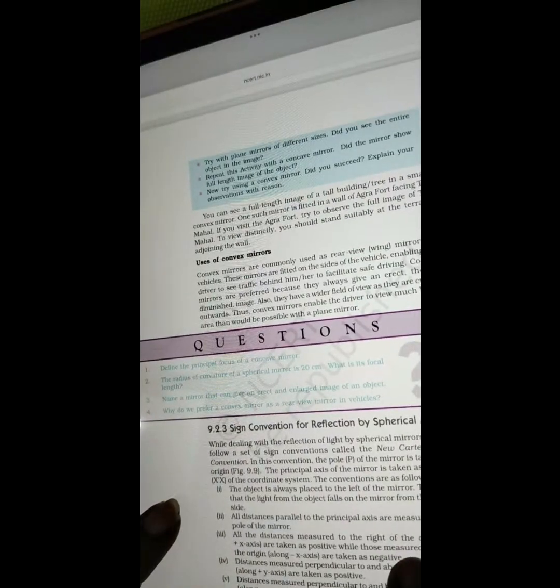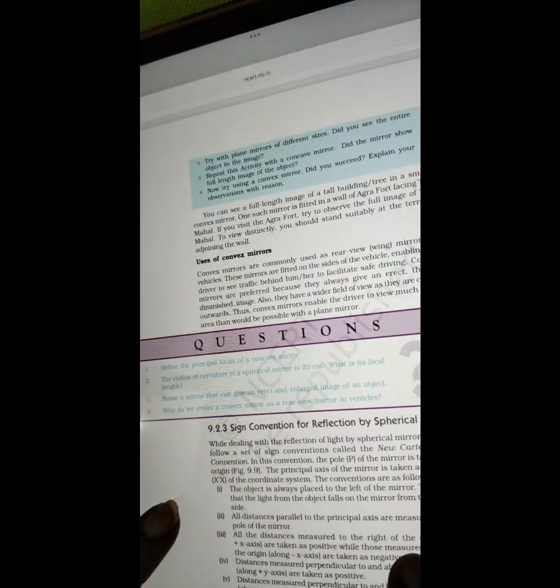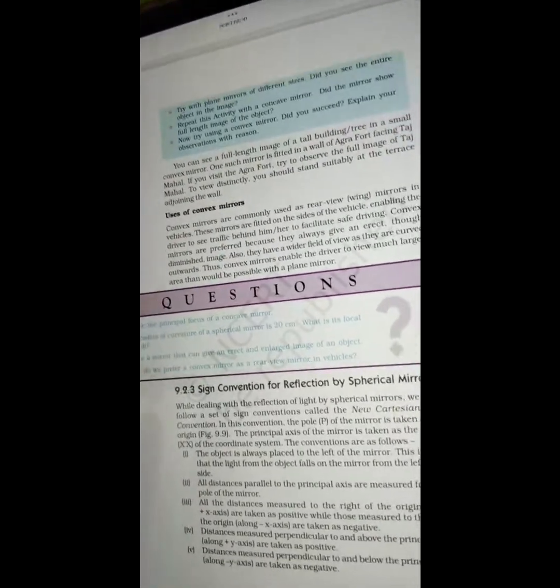1. Define the principal focus of a concave mirror. 2. The radius of curvature of a spherical mirror is 20 centimeter. What is the focal length? 3. Name a mirror that can give an erect and enlarged image of an object. 4. Why do we prefer a convex mirror as a rear view mirror in vehicles?